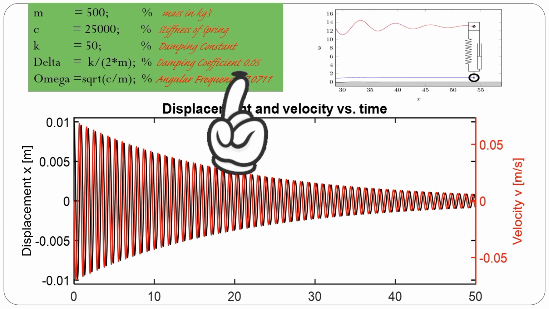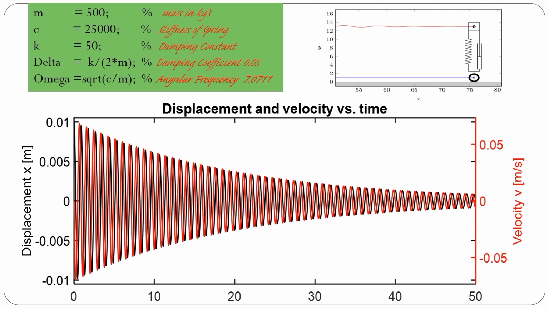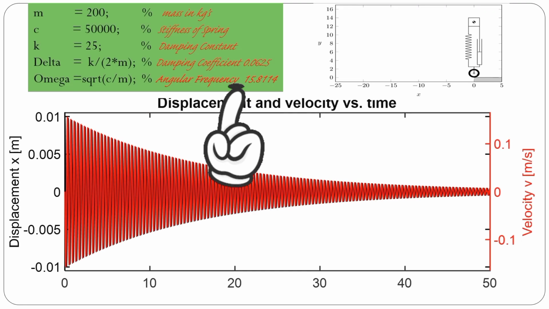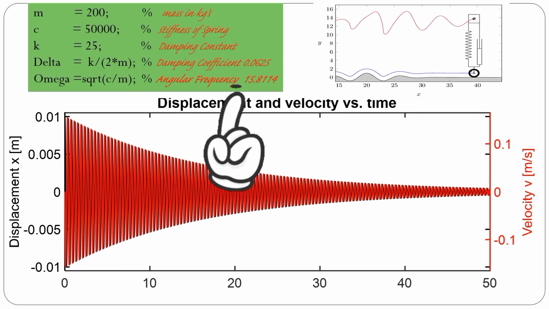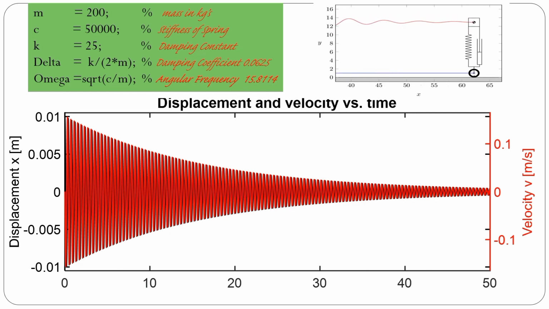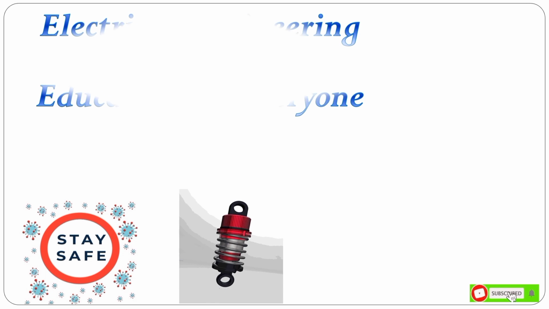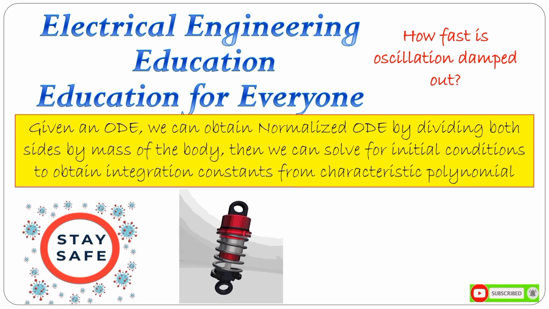This second plot is for a mass of 200 kilograms, c equals 50,000 and k equals 25. This corresponds to a damping coefficient of 0.0625 and an angular frequency of 15.8114. Using the MATLAB code, one can have a more extensive analysis by looking at different values of mass, spring stiffness and damping coefficient, and also see the effects of initial conditions, and have a better comparison. That's what you can see here, and the system parameters that were used for this simulation are the mass, damping rate, the stiffness, and also initial conditions.